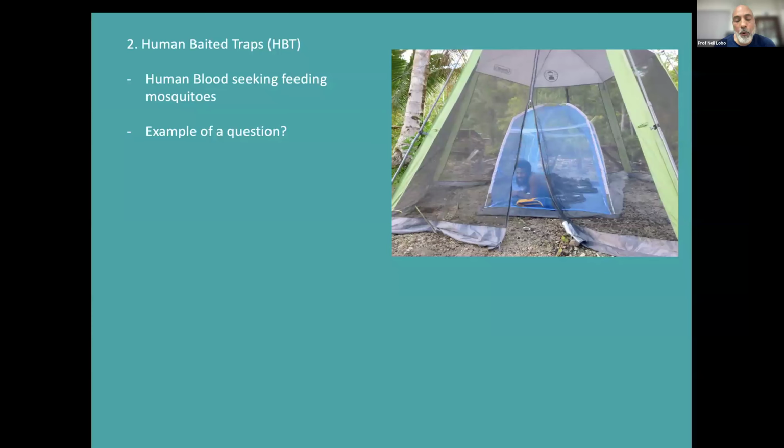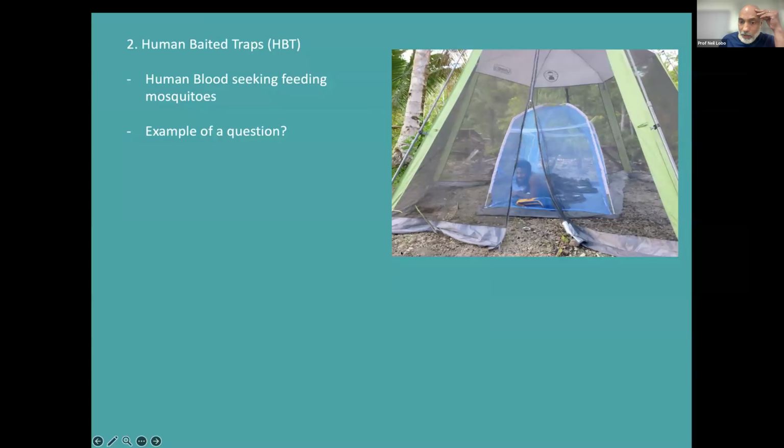To prevent this exposure to a possible mosquito bite, there is a human baited trap. Here we use a human to bait the mosquitoes, where the mosquitoes are attracted to the human. However, the person is protected inside another tent. So here we look at human blood-seeking and human-feeding mosquitoes. And you can see this person in the Solomon Islands is inside a tent and protected from mosquito bites. And this smaller tent is placed in a larger tent, and the larger tent is left open.